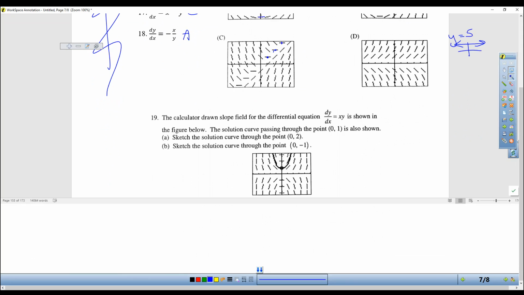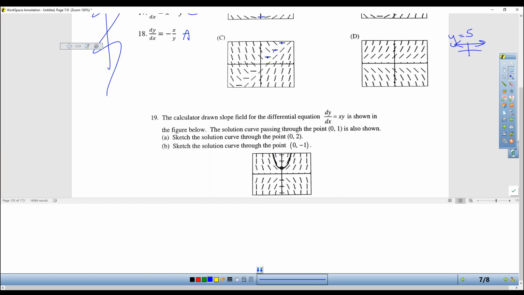All right, the calculator drawn slope field for the differential equation dy/dx is equal to xy as shown in the figure below. The solution curve passing through the point (0, 1) is also shown. So they're saying if I tell you that (0, 1) is the solution, then even though there's all this downward stuff, this is the one you would follow. That makes the most sense.